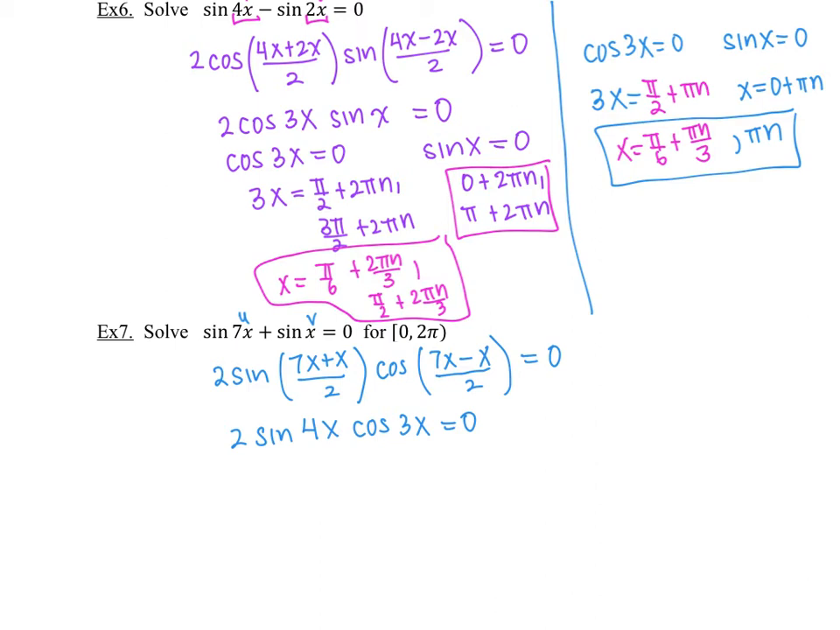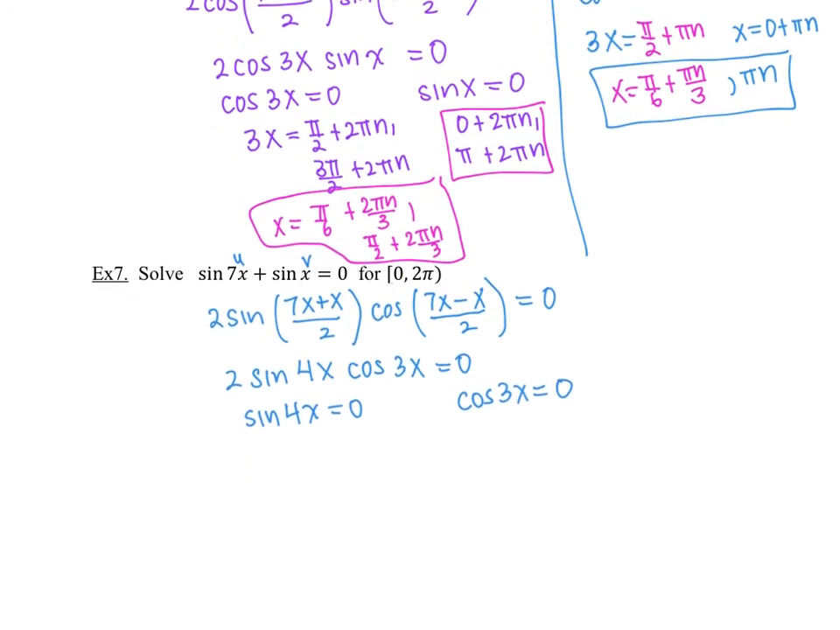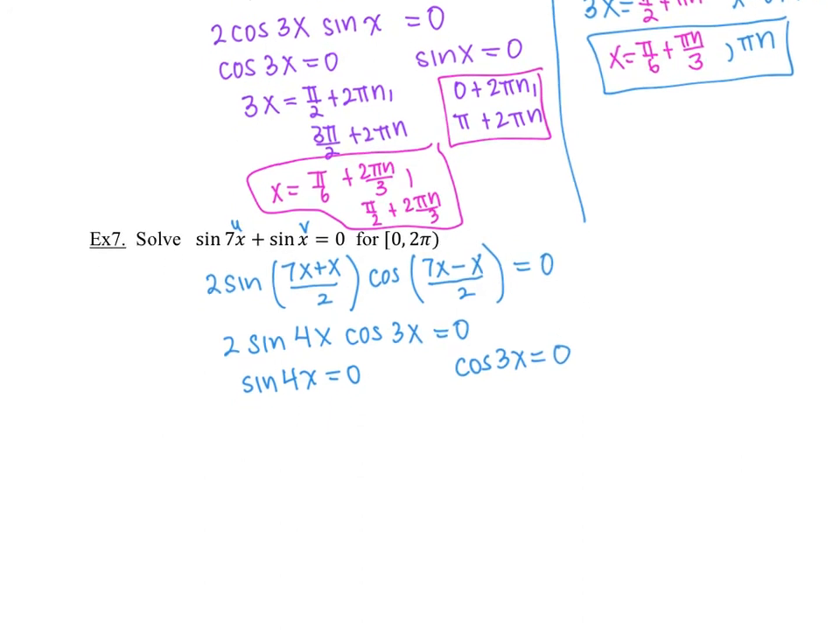Again, it still looks bad, but at least it's a product now, and it's equal to 0, which means the sine of 4x equals 0, and the cosine of 3x is equal to 0. Now there's one thing that's going to make this much, much harder. In this case, my domain is limited from 0 to 2 pi, which often makes it easier. In this case, it's not going to make it easier.